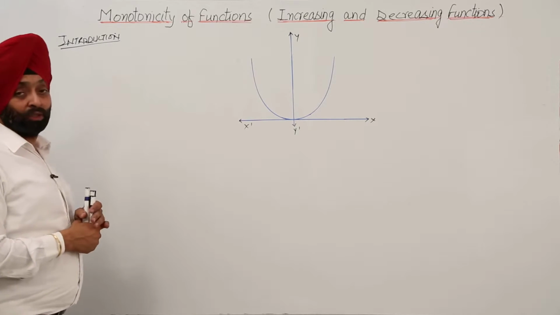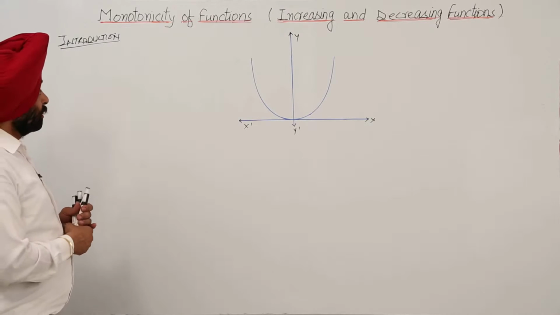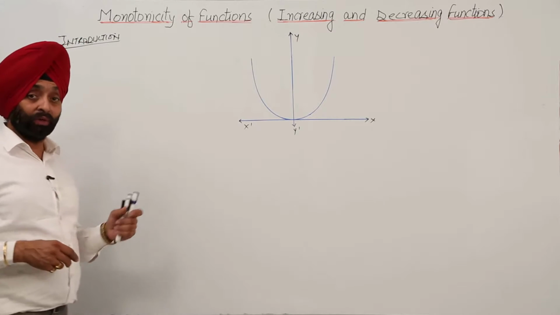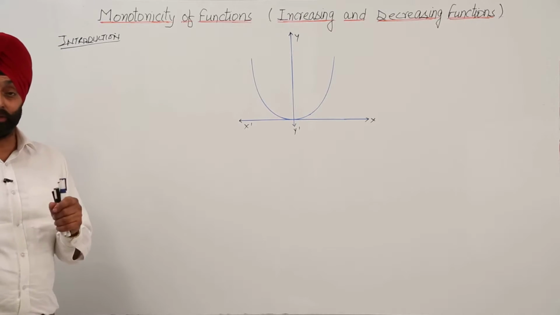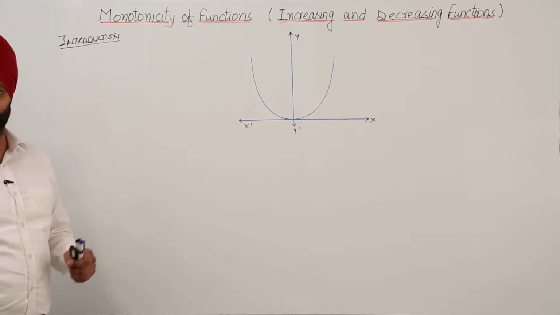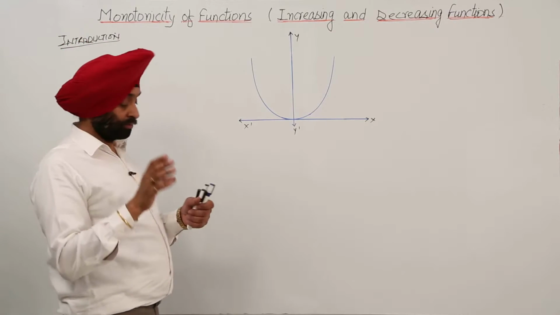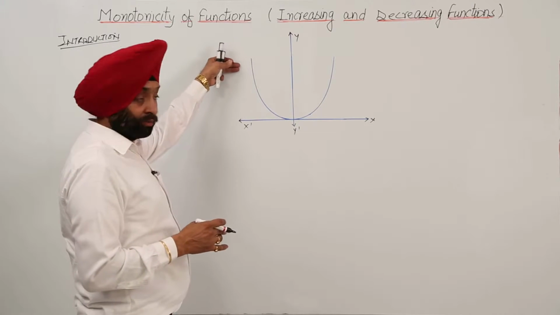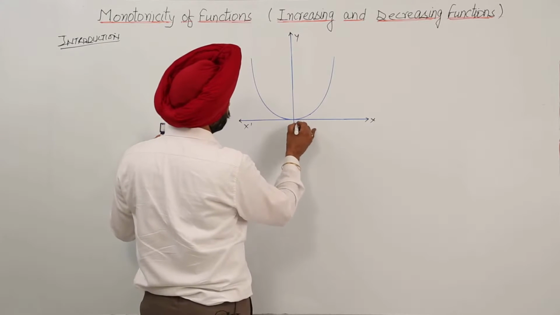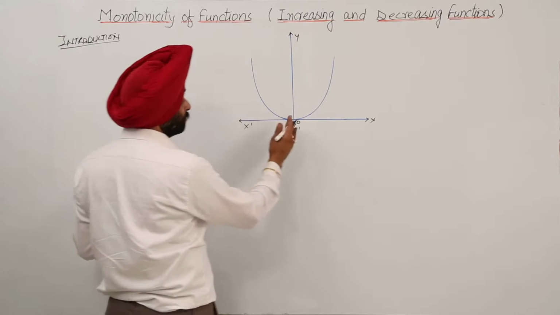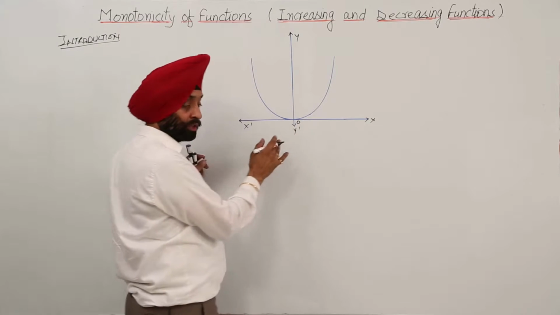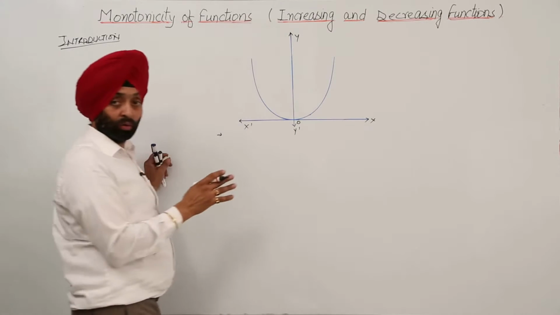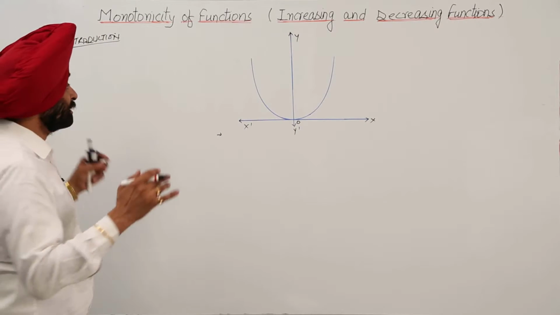We can say a function f(x) is said to be monotonic, that is, an increasing or decreasing function, if the values of f(x) increase or decrease with the increase or decrease in the value of x. For example, here we will be discussing this part from this side towards the origin, and from the origin towards this side. Let's check what results we get.